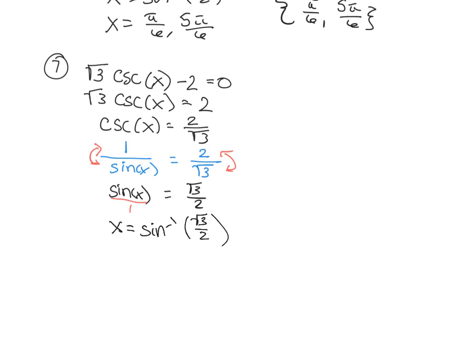And from here, I think, where does this happen? What angles are our y values root 3 over 2? That is going to be at pi over 3 and 2 pi over 3. So put those together in a solution set, and you have your answer.